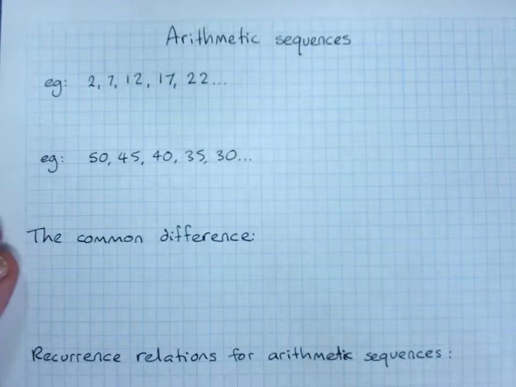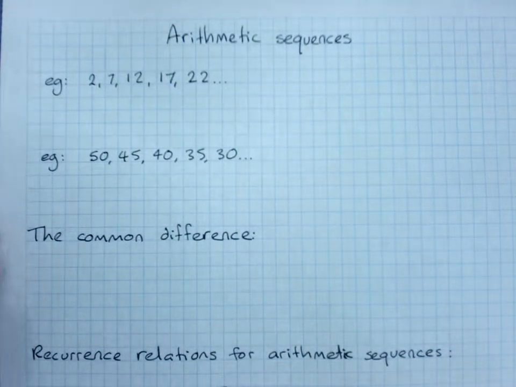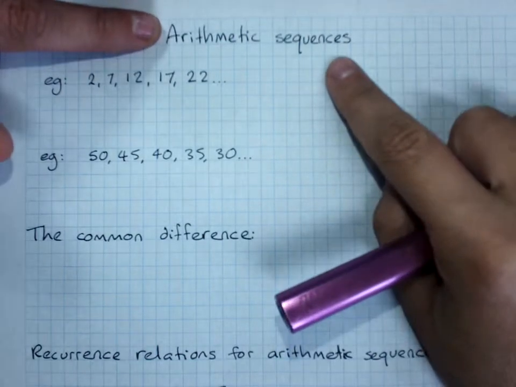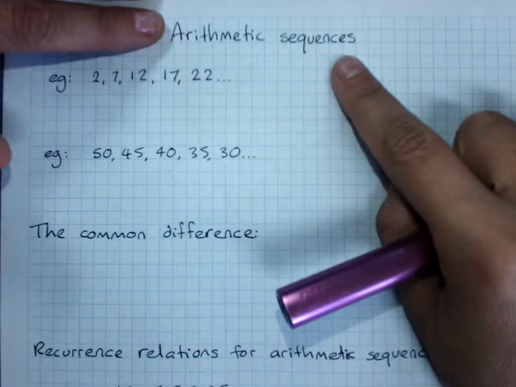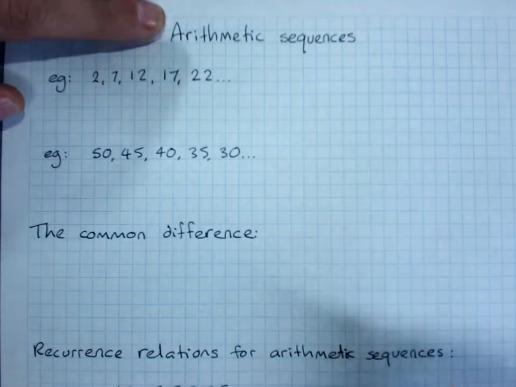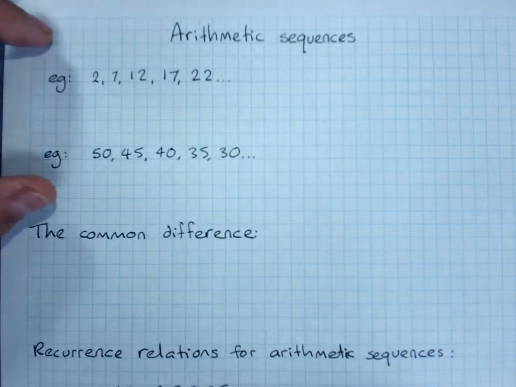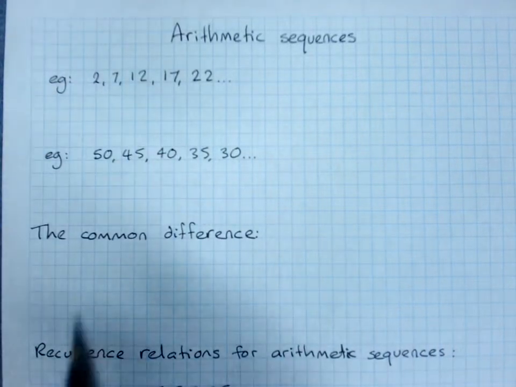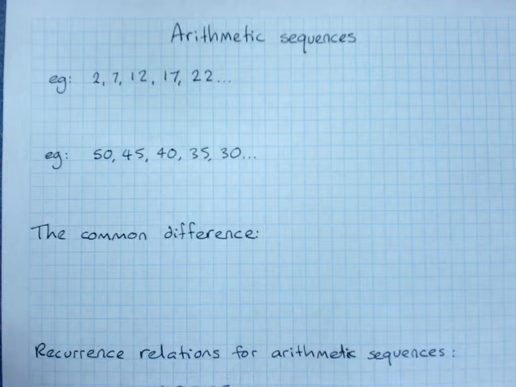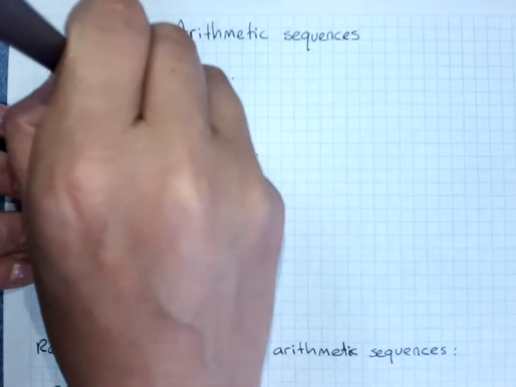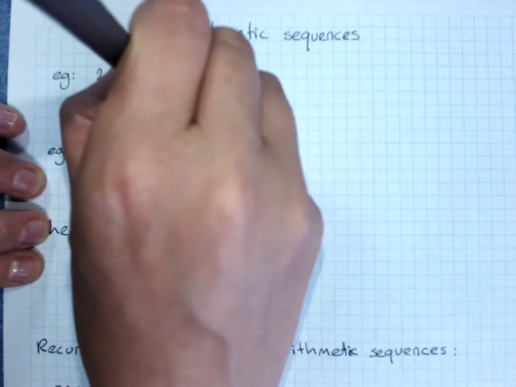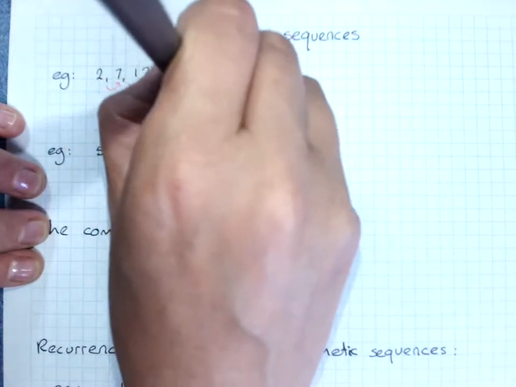Arithmetic sequences. The sequences that we'll be looking at come in different types, and the first type we're looking at is what is called an arithmetic sequence. These are sequences that are generated by adding or subtracting from one term to the next. So this sequence here is plus 5 between one term and the next.